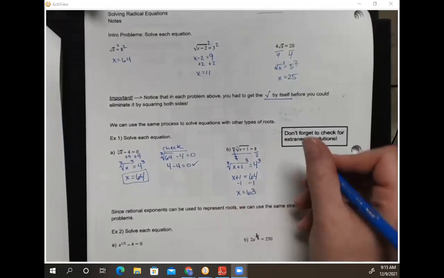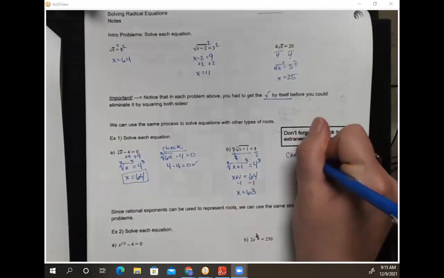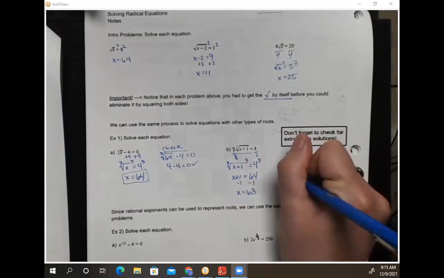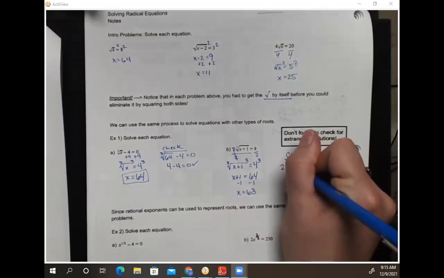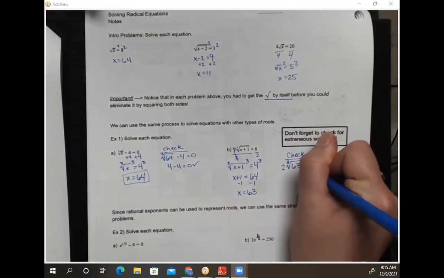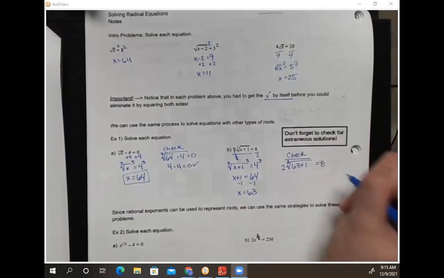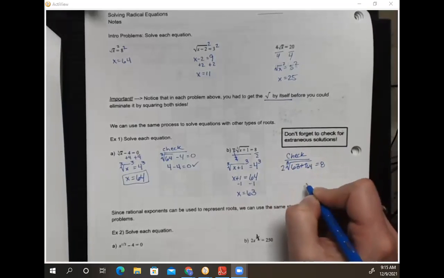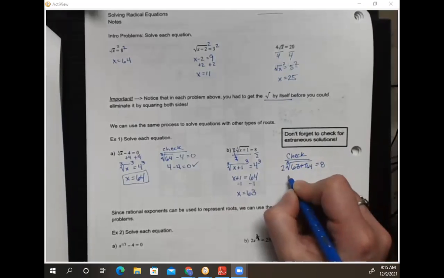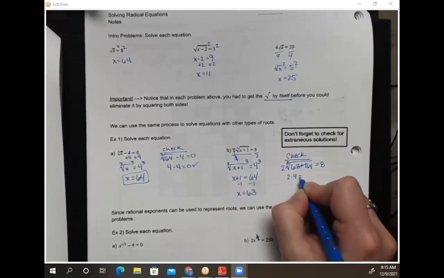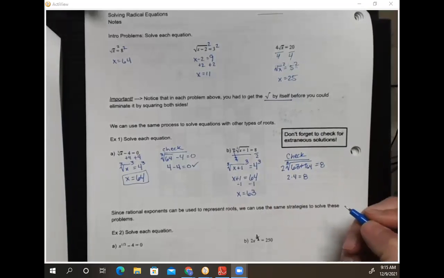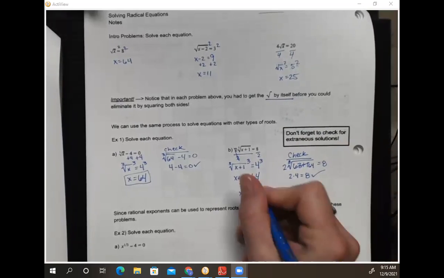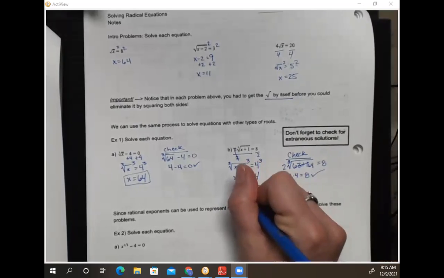And then again, check your solution. So we have 2 times the cube root of 63 plus 1 equals 8. 63 plus 1 is 64. The cube root of 64 is 4. So we have 2 times 4 on the left. Is that equal to 8? Yeah. So this solution works.